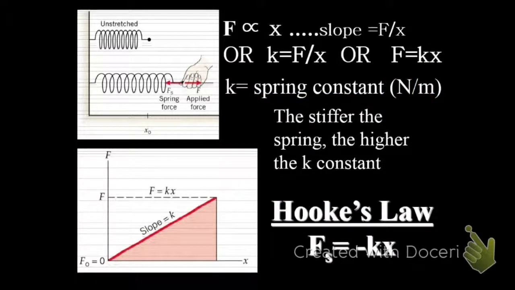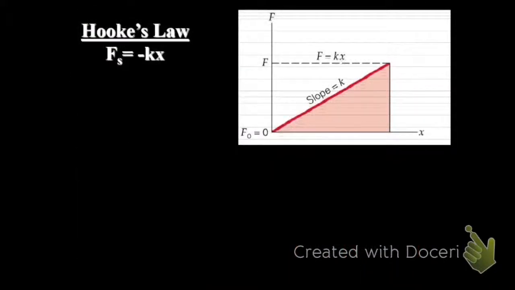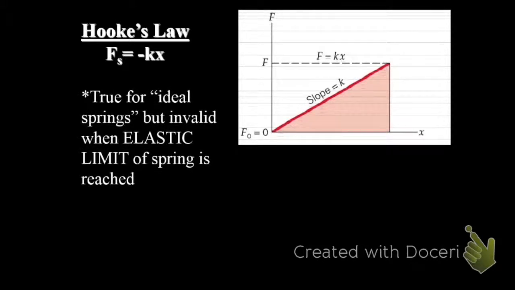And so that gives us a relationship here: the force that a spring applies is equal to the opposite of the spring constant times the displacement. And the reason it's the opposite is because when you apply a force, the spring applies a force in the opposite direction that you're stretching it. It's trying to get back to where it was. So if we look graphically at Hooke's law one last time, this is going to be true for ideal springs, but we'll find that when the elastic limit of the spring is reached, it's no longer valid. We're going to try not to do that because that's what ruins springs.